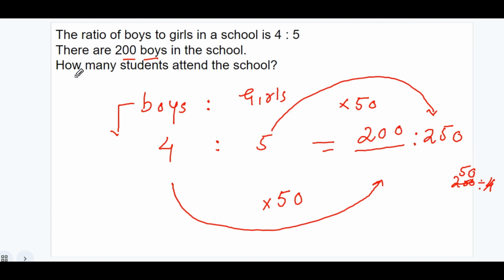So now let's read the next part of the question. How many students attend the school? What do we mean by this? How many students are there? 250 and 200. You just need to add them and that is the total number of students. So that is 450.